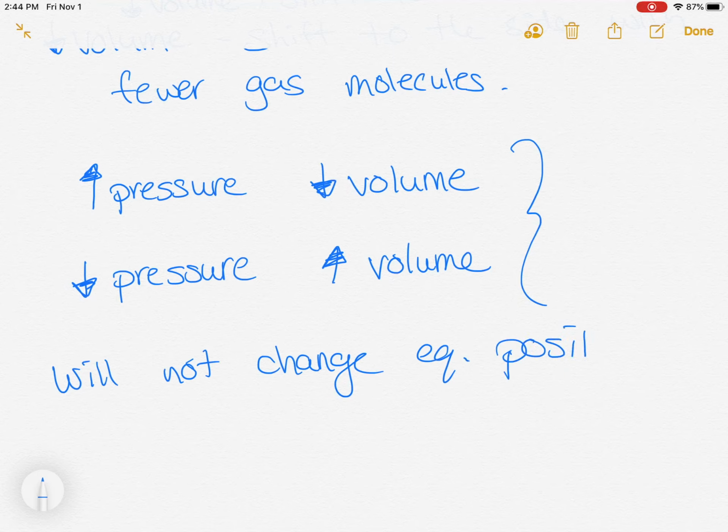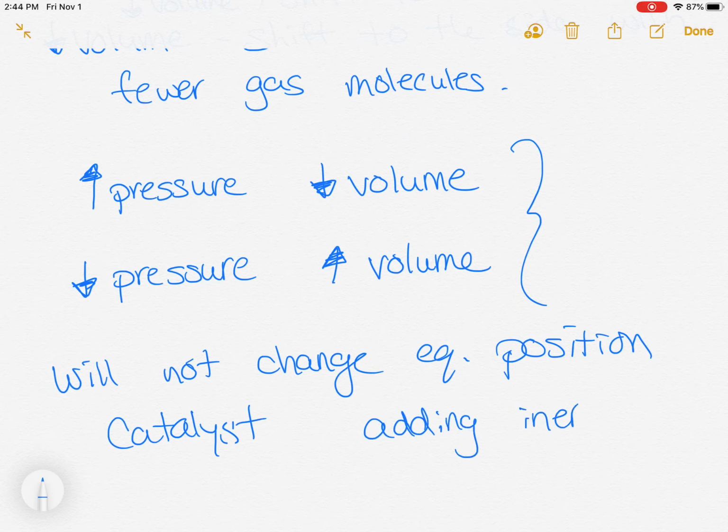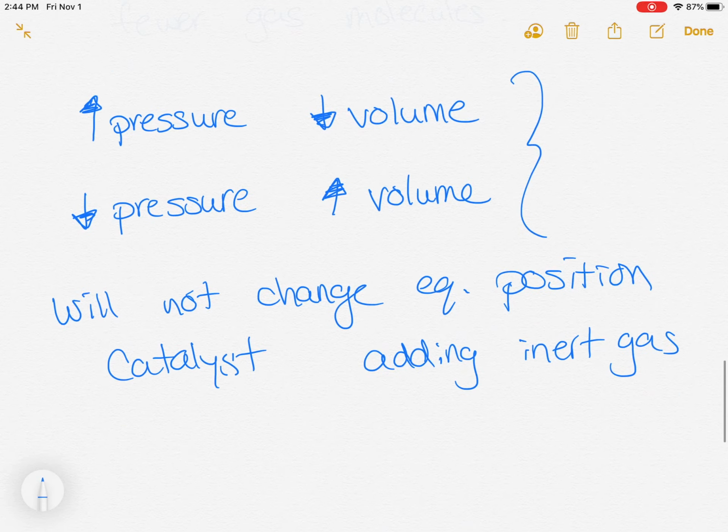Two other changes that will not change equilibrium position are a catalyst or adding an inert gas. An inert gas would be something like neon or helium, okay? And so they will not change equilibrium position. No matter how much of a catalyst you add or how much of an inert gas, we will not shift the equilibrium position. And that's it for Le Chatelier's principle.